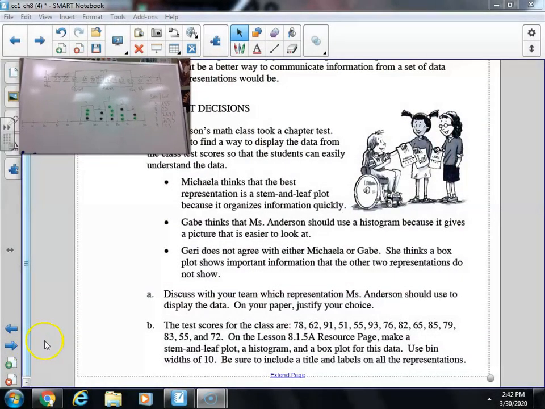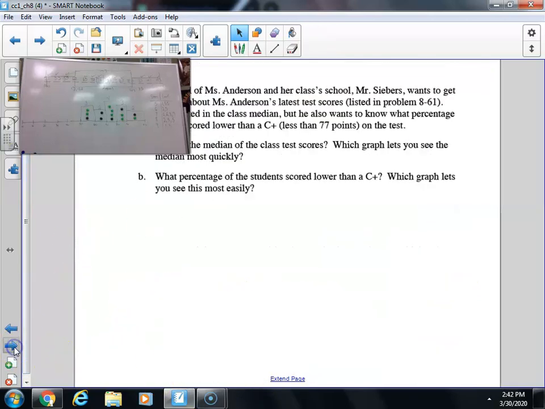All right, so letter A, we talked about what you guys felt was the best way to organize this information. And letter B, we went ahead and actually organized that information.